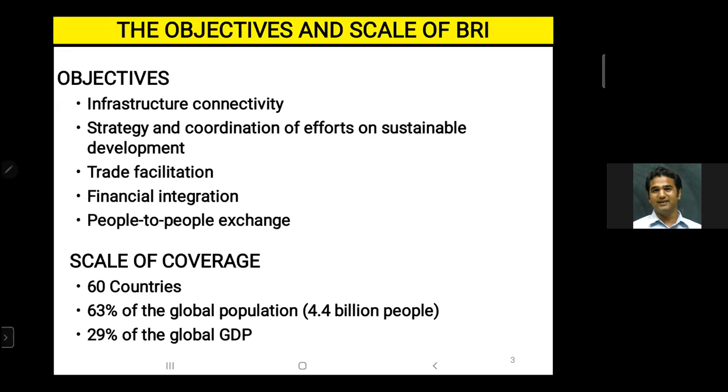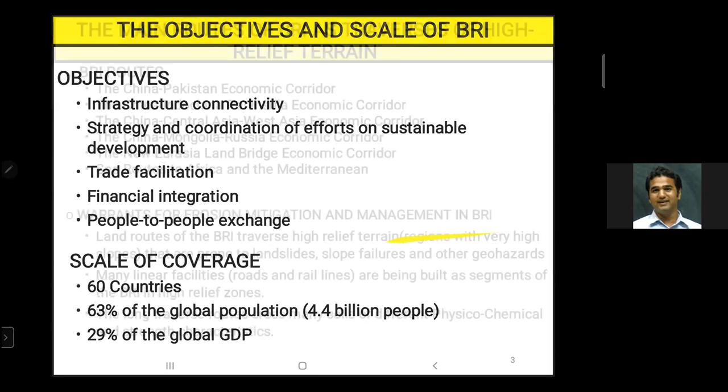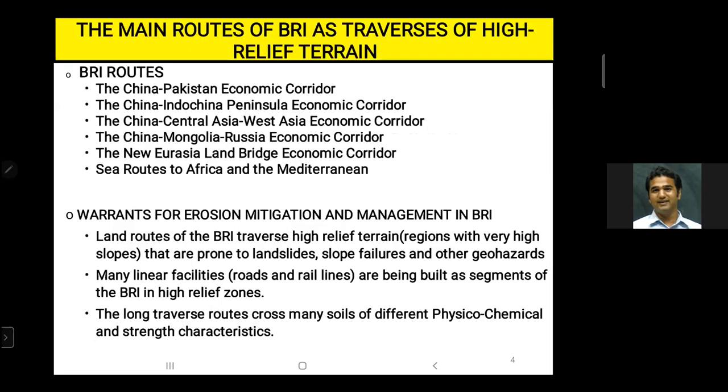In terms of the scale of coverage, about 60 countries are prime, 63% of the global population and 29% of the global GDP is covered. The roads are very diverse. BRI routes include the China-Pakistan Economic Corridor, the China-Indochina Peninsula Economic Corridor, and a number of others.